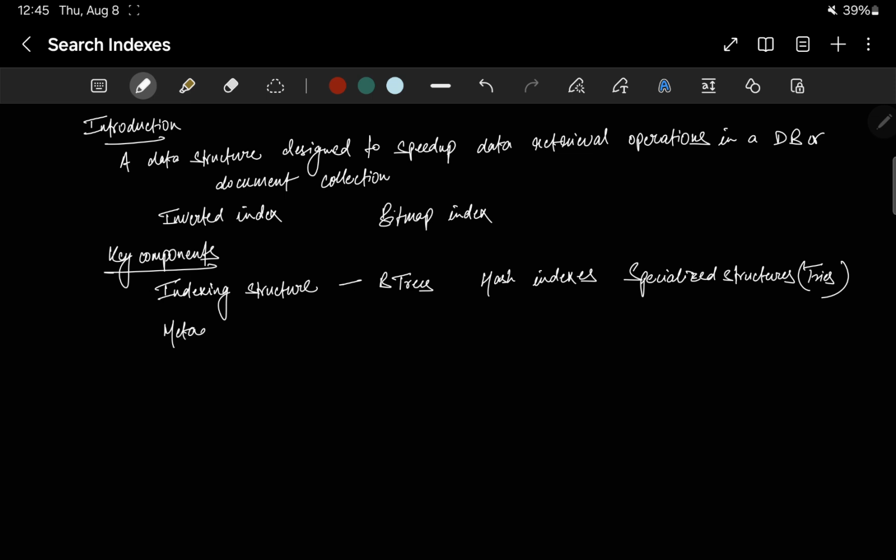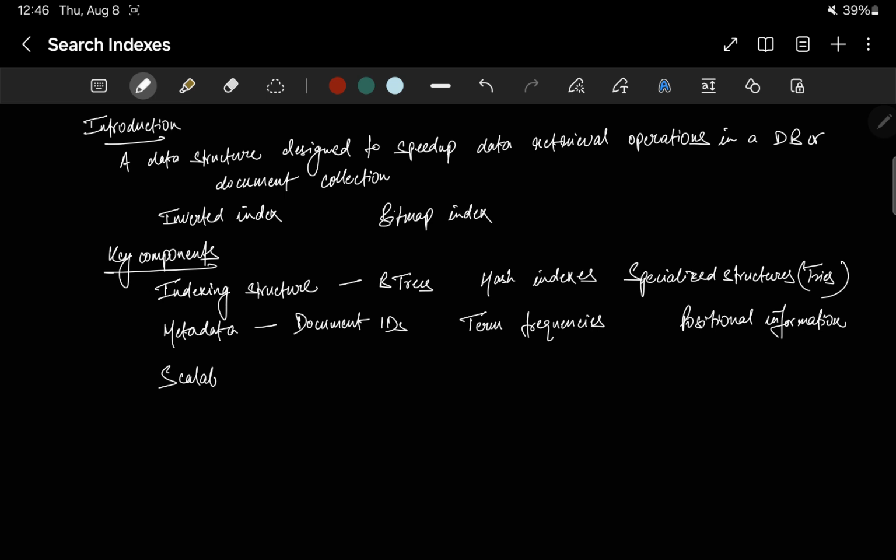Next is metadata. Metadata has again three things: document IDs, term frequencies, and positional information. Document IDs uniquely identify each document in the collection. Term frequencies capture the occurrence frequency of terms within documents, and positional information records the position of terms, enabling advanced search functionality.